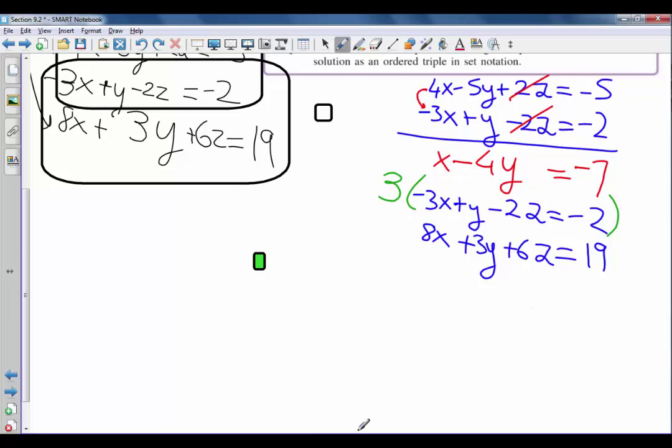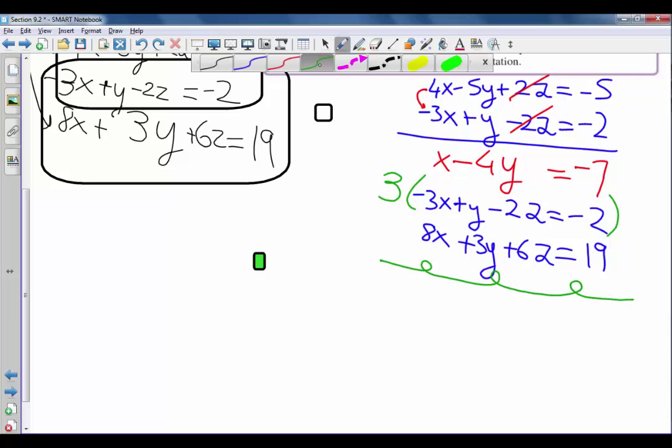Okay. Now let's do it on the next line. So take a break. And I will write the new equation right here. 3 times negative 3 is negative 9x, right? You're just multiplying out. And then the rest is the same.